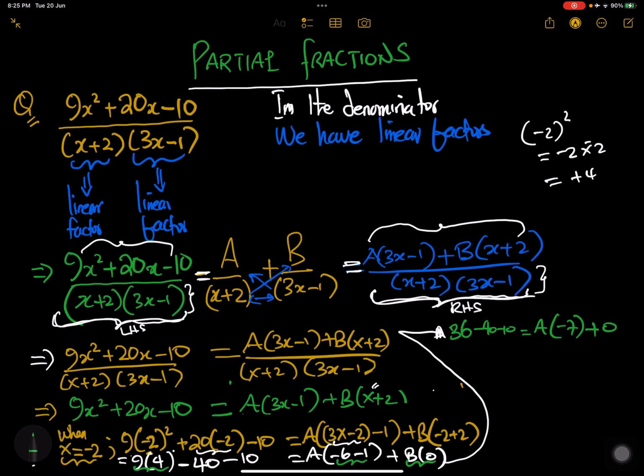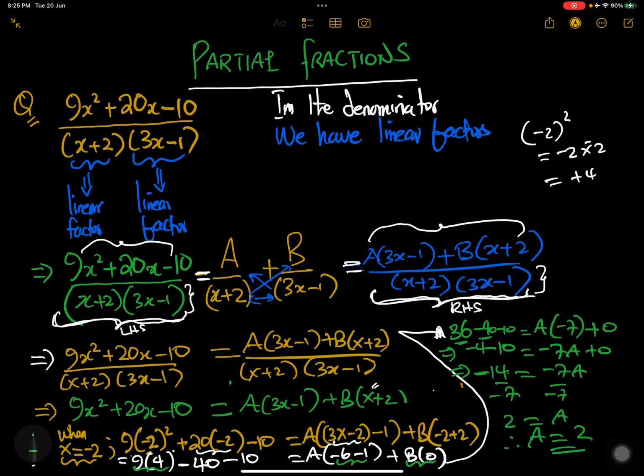And then we are going to have 36 minus 40, which is -4. We're going to get -4 minus 10, which is equal to -7a plus 0. So the left-hand side is going to give us -14. -14 is equal to -7a. If we divide here by -7, divide here by -7, we are going to get 2 is equal to a. Therefore, a is equal to 2.